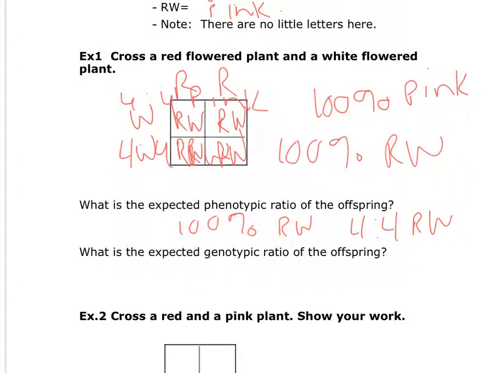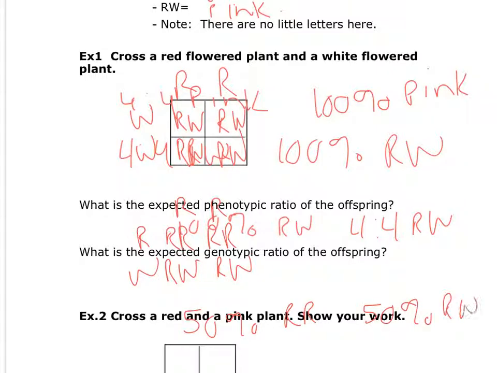So we're going to cross a pink and a red plant. Using your genotype chart, red is going to be represented by RR, pink is going to be represented by RW. So you do the crosses the same. Remember, there are no little letters. Everything should be capital, okay? And usually the R is written before the W. So RR and RW, your genotype percent is going to be 50% RR and 50% RW. And your phenotype percent is going to be 50% red and 50% pink.